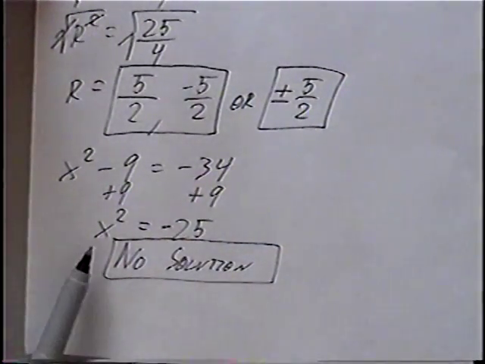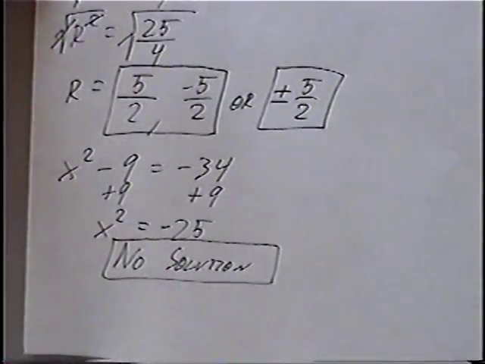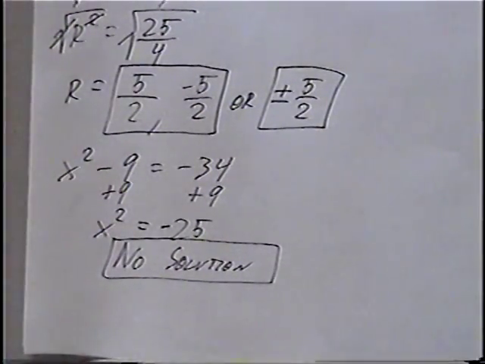And again, that's because if this was -5, -5 squared would be +25, not -25.